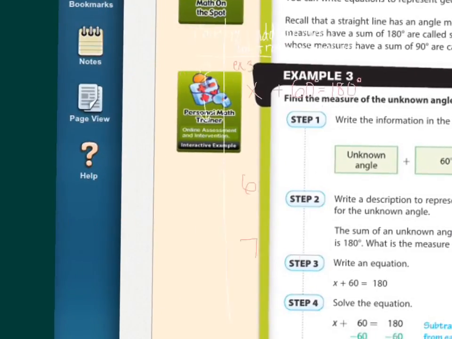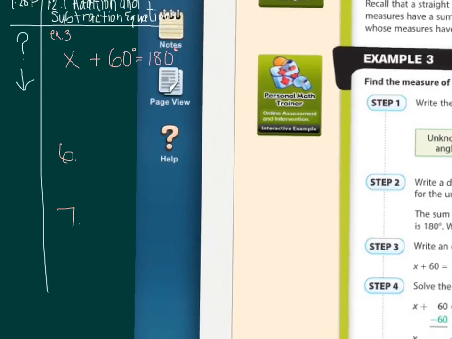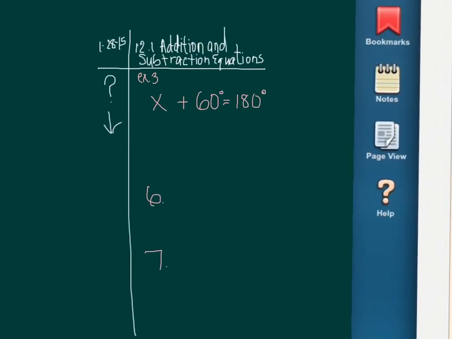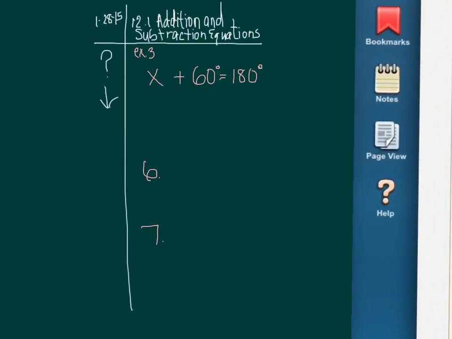So, in my Cornell notes, I need to know what the other angle is. I have 60 so far, and I need it to equal 180. So you simply get x by itself by subtracting 60 here, subtracting 60 here, and that's x by itself now equals 120.